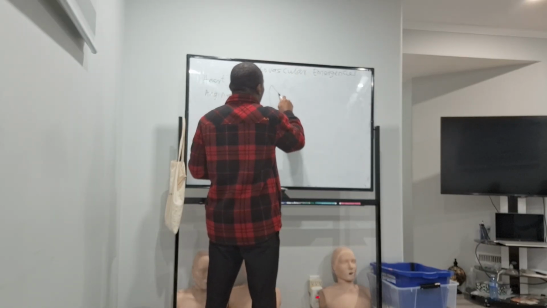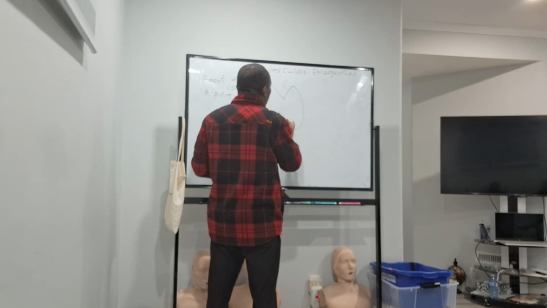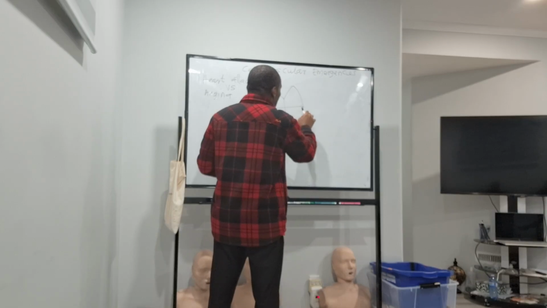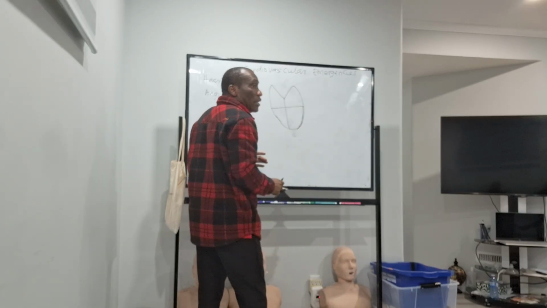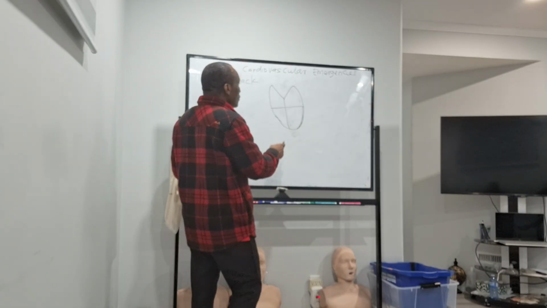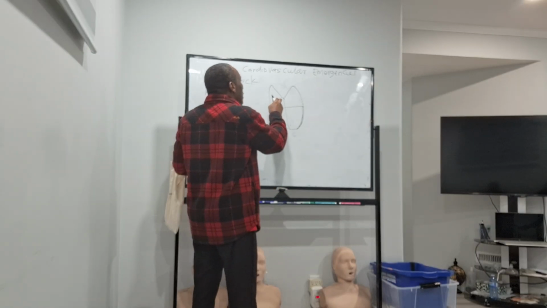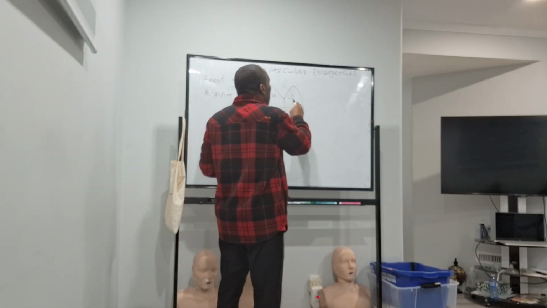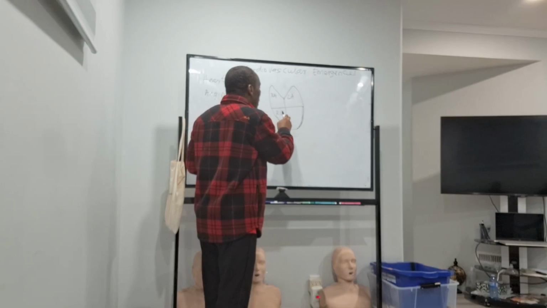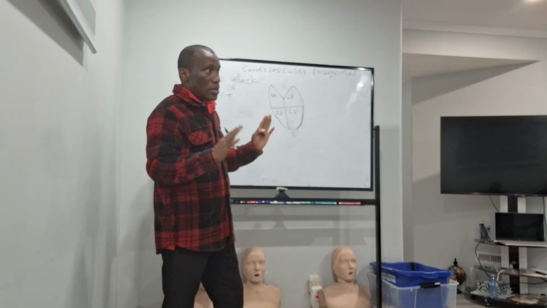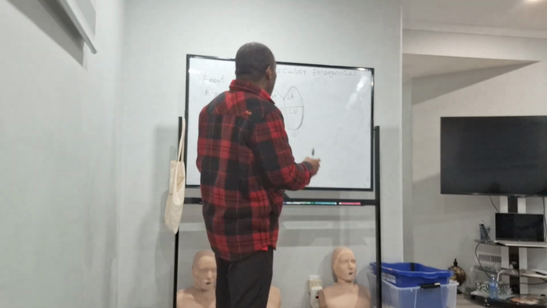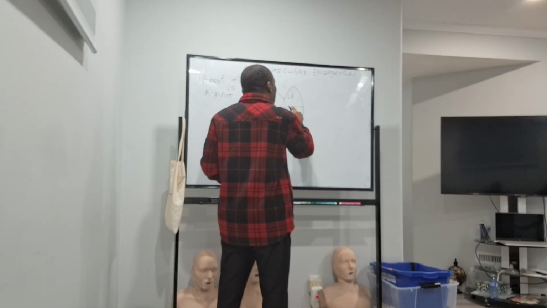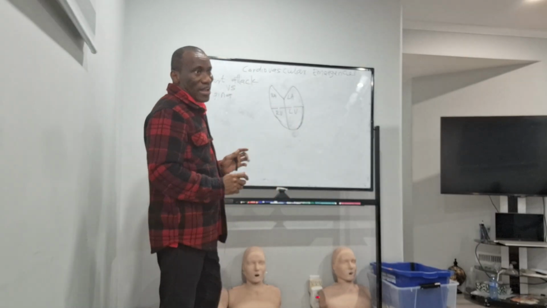So remember the heart. If I draw the heart, it looks like this, and the heart has four chambers. This is more muscular, the left ventricle. The right part is called right atrium, left atrium, right ventricle, and left ventricle. Those are the four chambers of the heart. Of course, there is a tube that allows blood to flow.